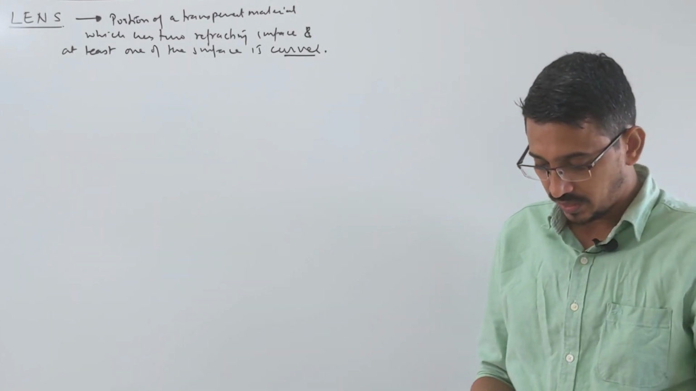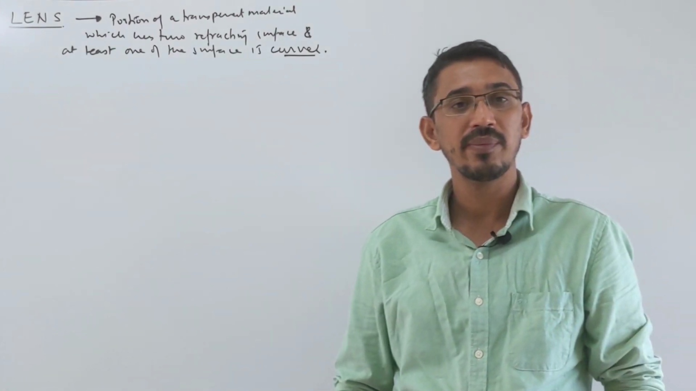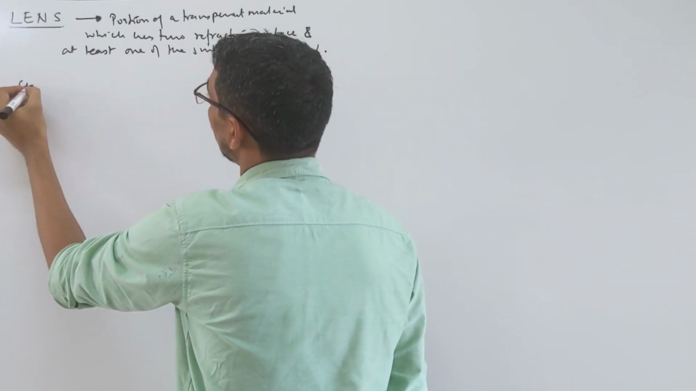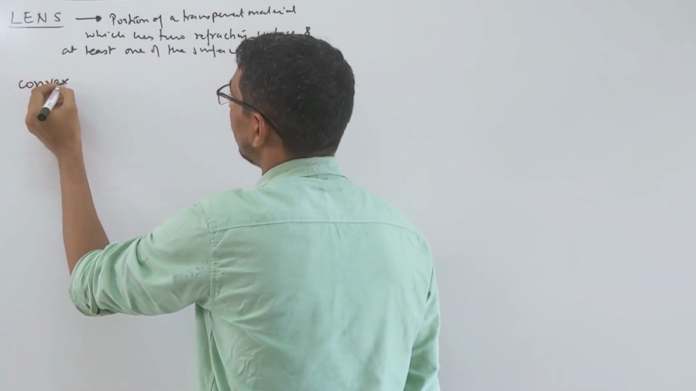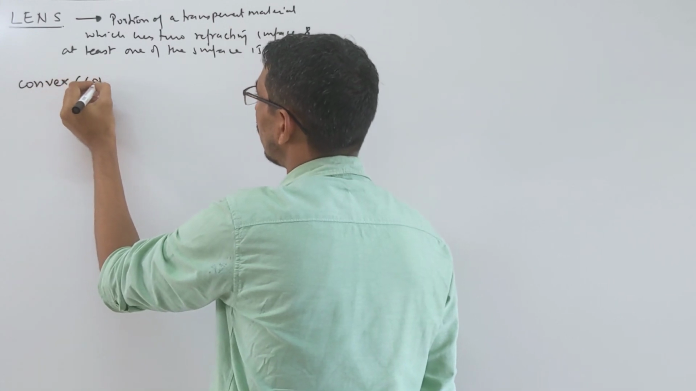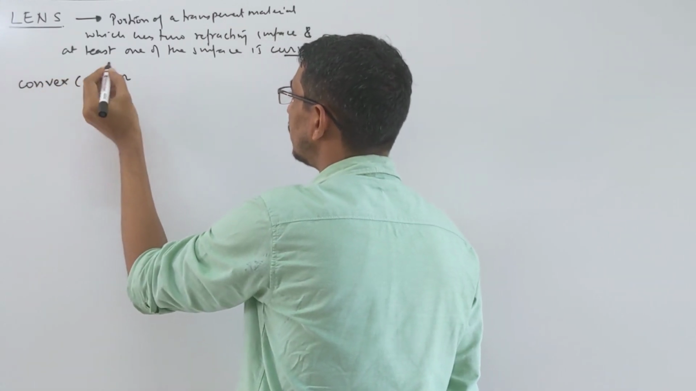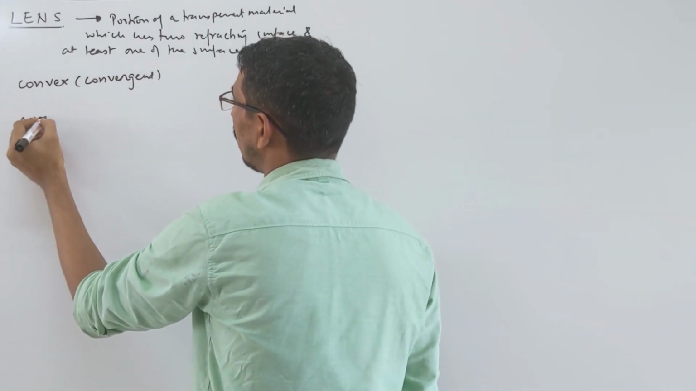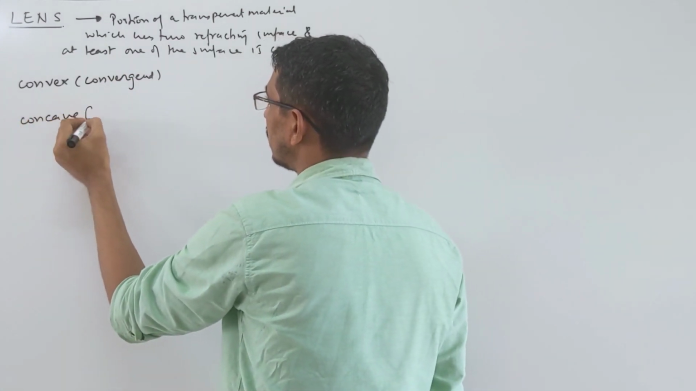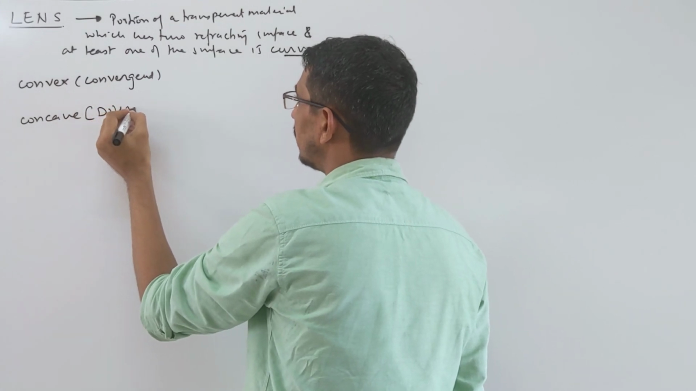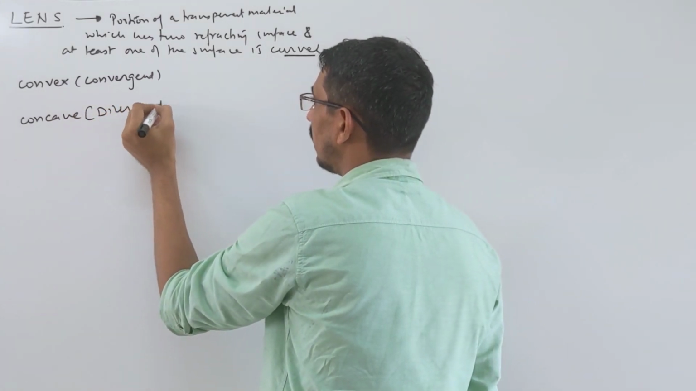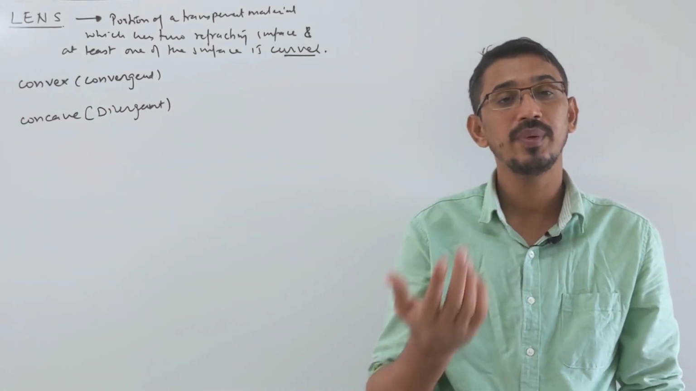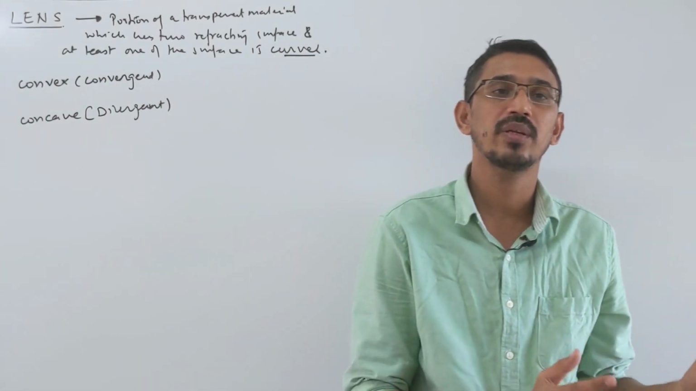Normally you have two types of lenses, right? Let's talk about them. One is called a convex lens, also called a converging or convergent lens. Many names you can call it. The other is called a concave lens, also called a diverging or divergent lens. Like with mirrors, which you have learned, when we talk about curved mirrors we have two types: concave mirror and convex mirror.